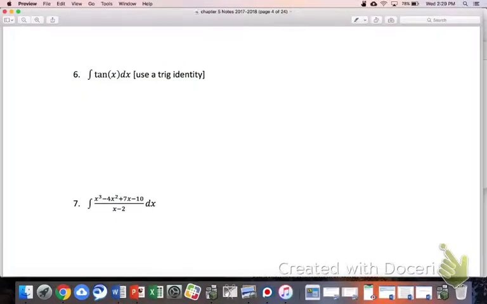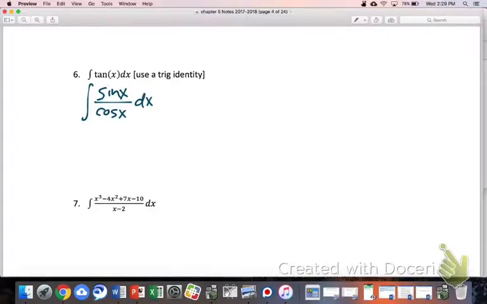I'll get you started with number 6. It does give you the hint to use a trig identity. Anybody have an idea about which trig identity we could use to get this into a form that would be helpful for us? Sine over cosine. Sine over cosine, yes. So if we rewrote this as integral of sine of x over cosine of x dx.